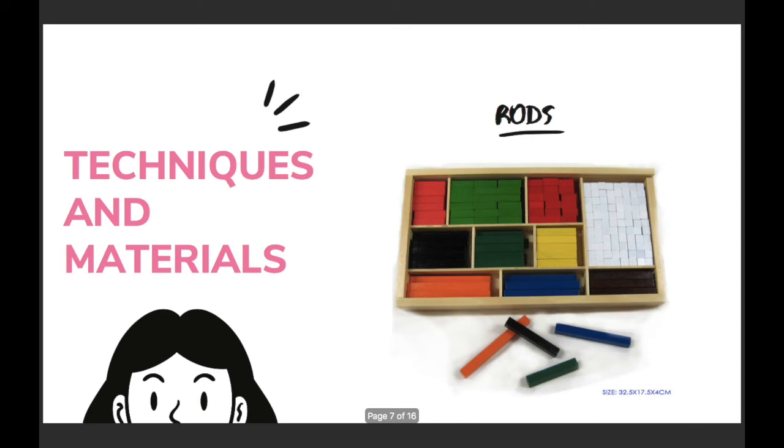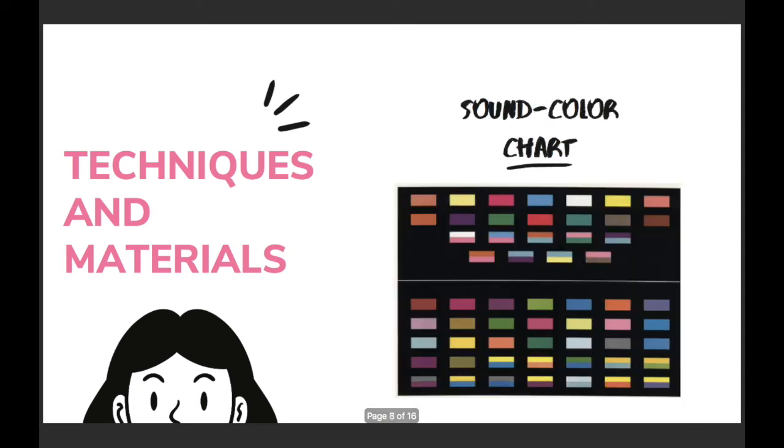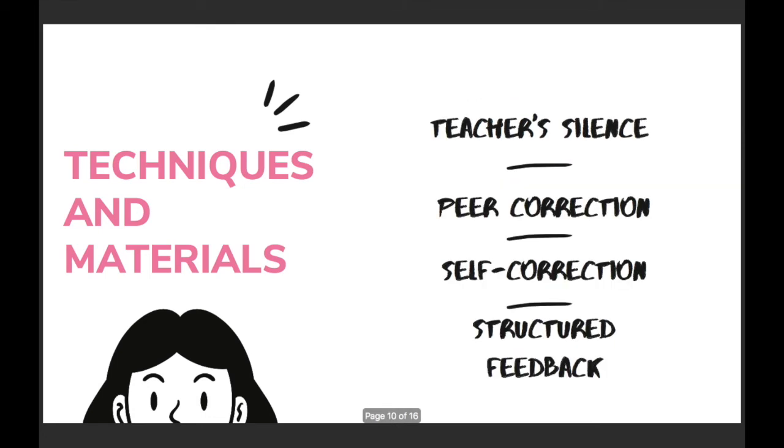So next one is the sound color chart. It contains a block of color, each one representing a sound in the target language. So the teacher and later the students point to them so they can read it. About the teacher's silence. The teacher gives just as much help as is necessary and then is silent. Or the teacher sets up an unambiguous situation, puts a language structure into circulation, and then is silent.